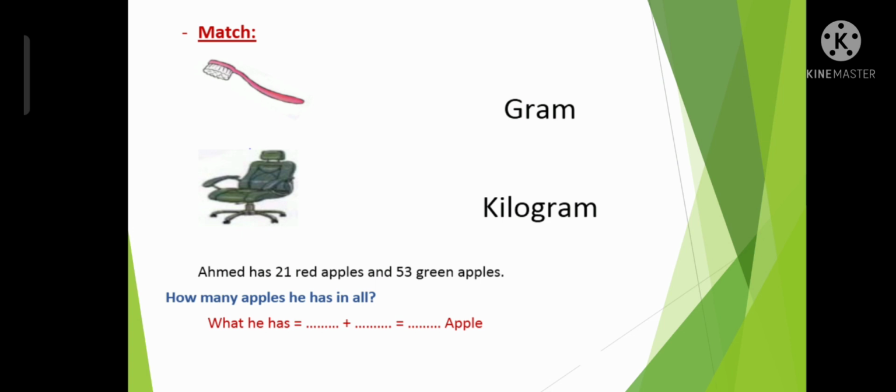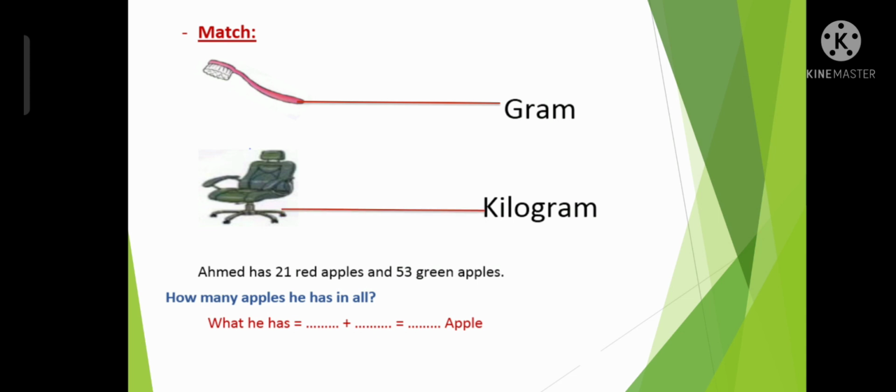Match. We have a brush and a chair. The brush is very light, so its measuring unit is gram, okay? But the chair is very heavy. Its measuring unit is kilogram.